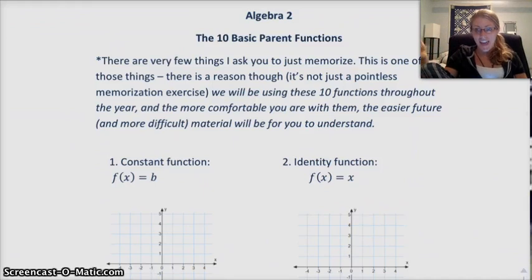Okay, so today we're going to talk about parent functions. And basically, these are like the 10 functions that we're going to be using throughout the year. And so you need to get really familiar with them.